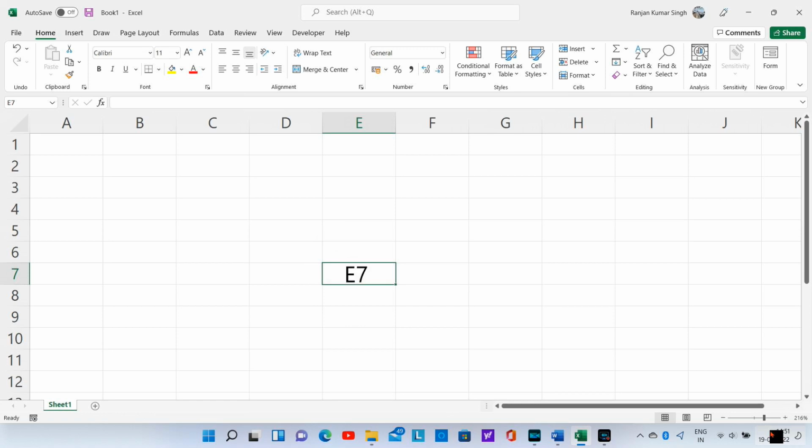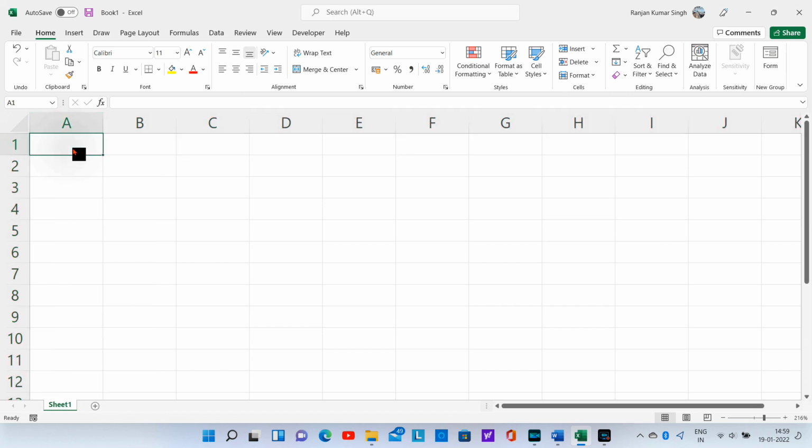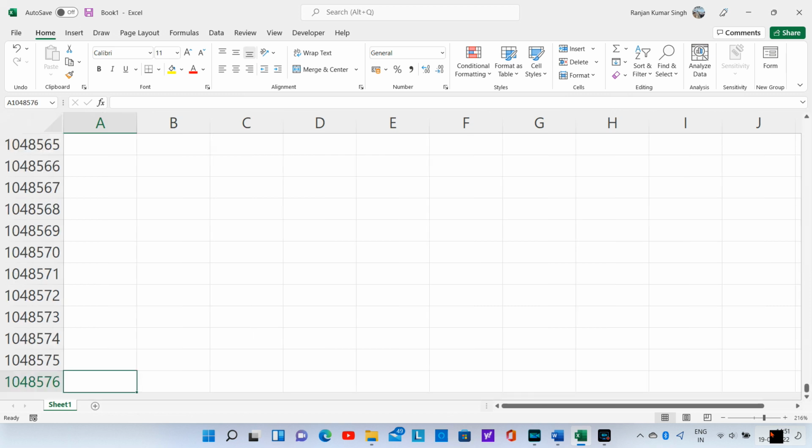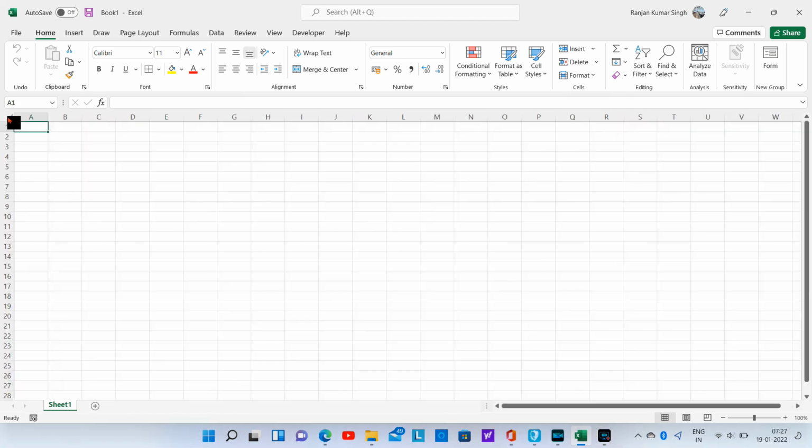The default name for a given cell is the combination of its column name and its row number. Thus, each of the cells get alphanumeric name by default. For instance, the default name of the cell that is formed by the intersection of column A and row 1 is called A1. And so, if A1 is the first cell, last cell is XFD1048576.